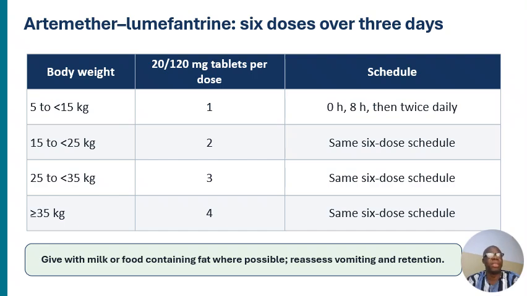There are 6 doses. The first dose should be given at hour 0. The second is 8 hours later. Then morning and evening daily for the next 2 days, making 6 doses.